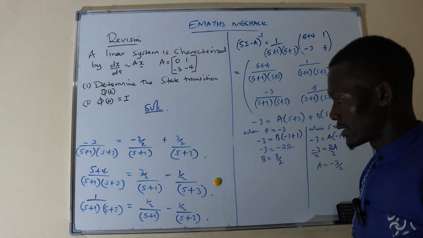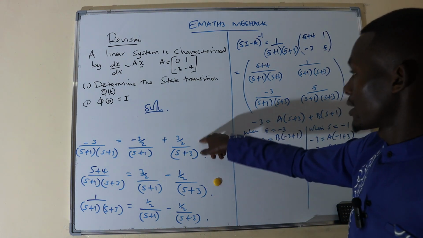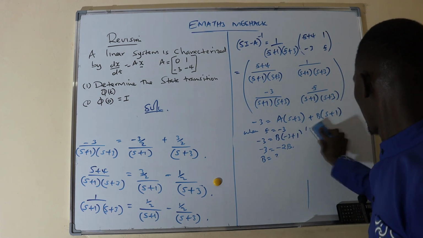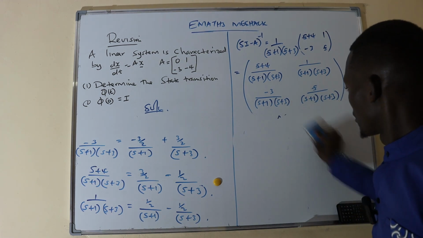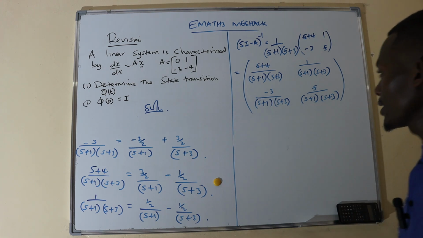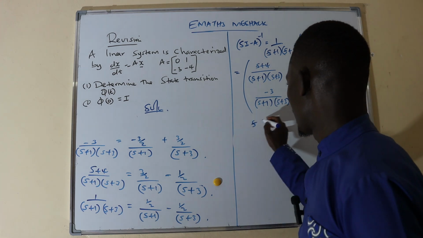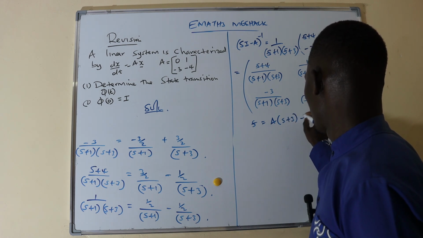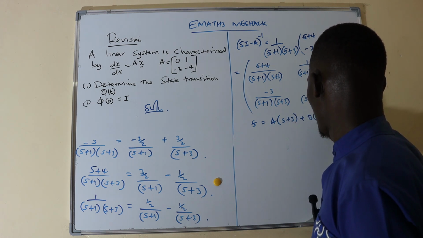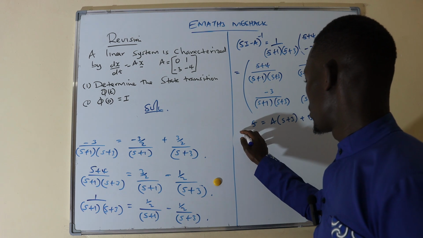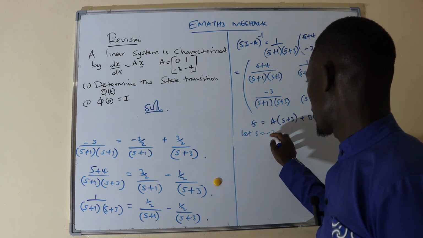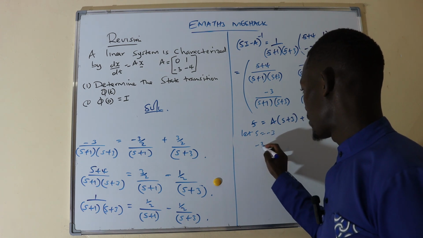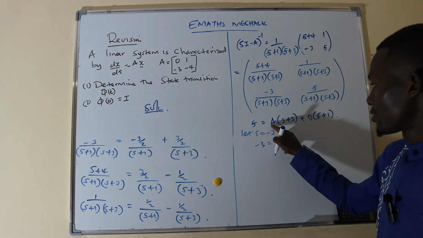So this is the third. We have the first, we have the second, we have the third. We can now solve for the fourth one, this one. So again, we have said the right hand side does not change. So it is a over s plus 3 plus b over s plus 1. Again, we let our s be negative 3. So you have your s, replace it with negative 3, so you shall have negative 3 equals 2. Then this one becomes 0.